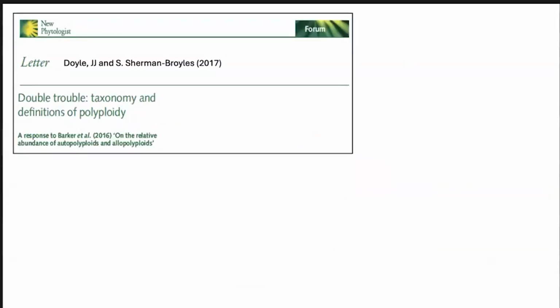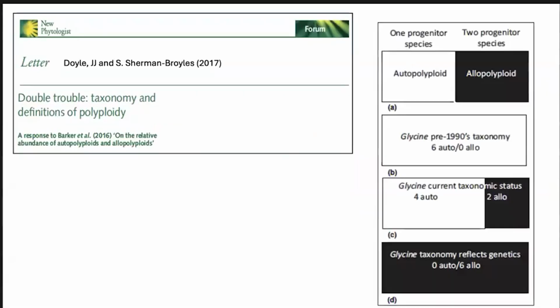So here's what we said. We wrote a response to this. And in it, we said, well, okay, so here's auto and allopolyploidy at the top, one progenitor versus two progenitors. If we look at the actual situation down at the very bottom, there are no autopolyploids. If you look back before we started working on these things and using molecular characters to figure out the relationships, there were no allopolyploids. It was all just called Glycine tomentella.